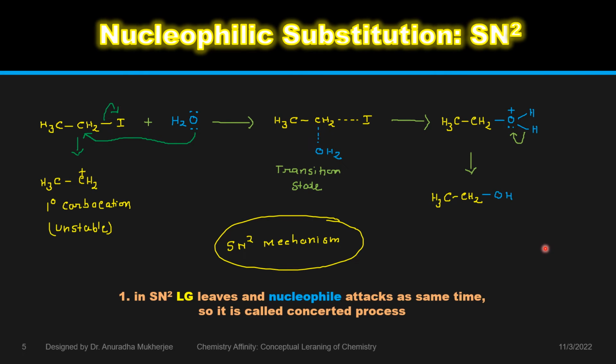Now an important point in the SN2 reaction is that the reaction takes place in one step, like the leaving group leaving and the nucleophile attacking happen together. So it's called a concerted process. And in the nucleophilic substitution reaction of SN2, carbocation stability is not an important factor.